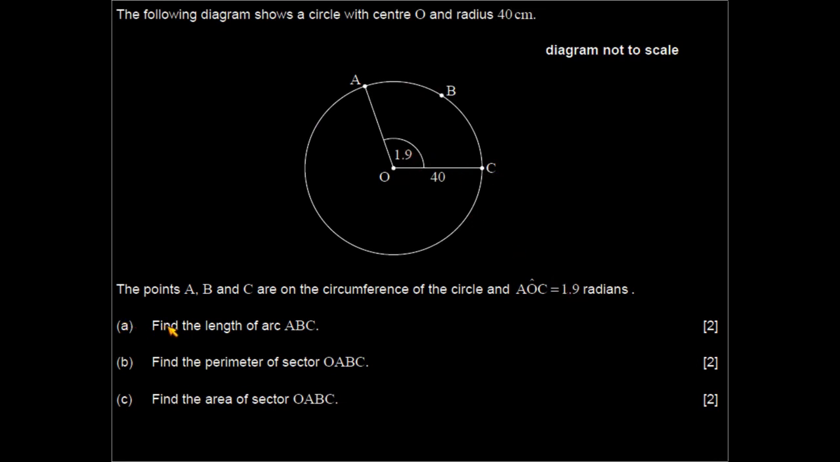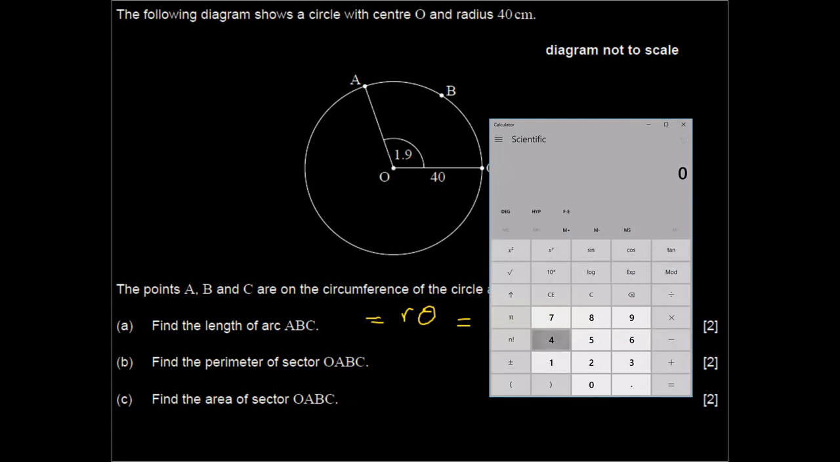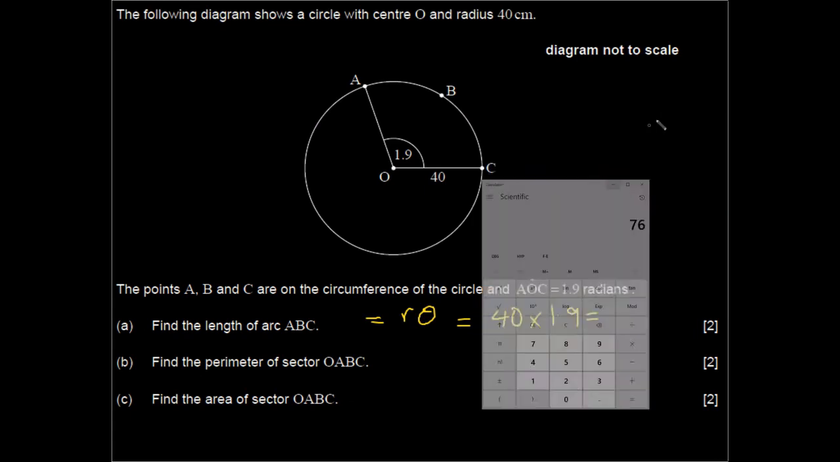So then part A says find the length of the arc ABC, so it wants to find the length of this part around here. We should know that arc length is equal to r theta when theta is in radians. So all we need to do is put in the radius, which is 40, and multiply that by 1.9 radians. Get your calculator out and just do 40 times 1.9, which gives 76 centimetres.